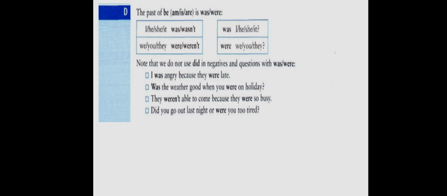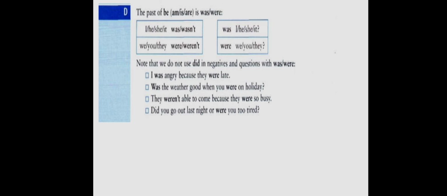"They weren't able to come because they were so busy." They weren't able to come to the party. That is finished. Because they were busy, and that is finished. "They were able to come" is a positive sentence. To make it negative, it becomes "they weren't". We add "not".